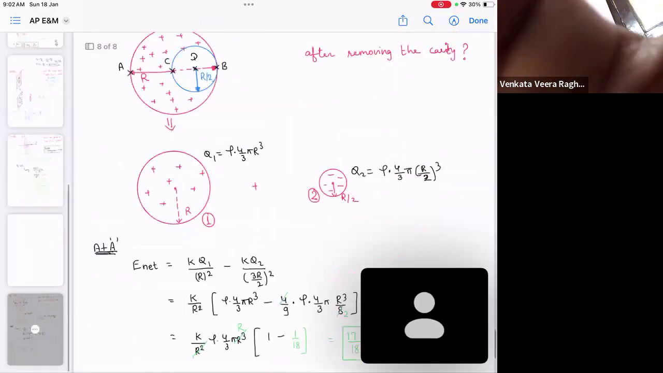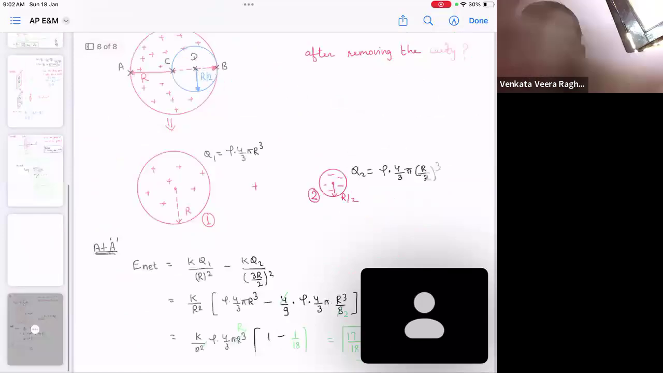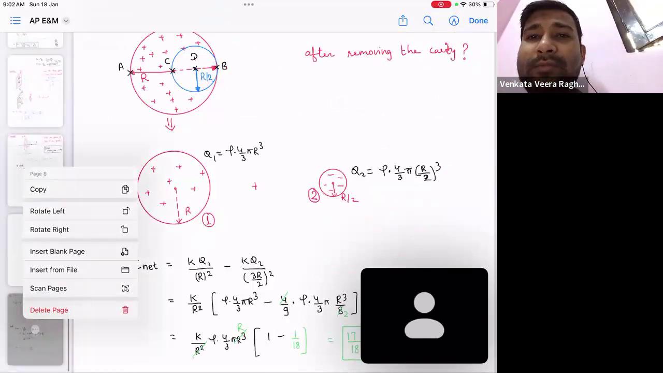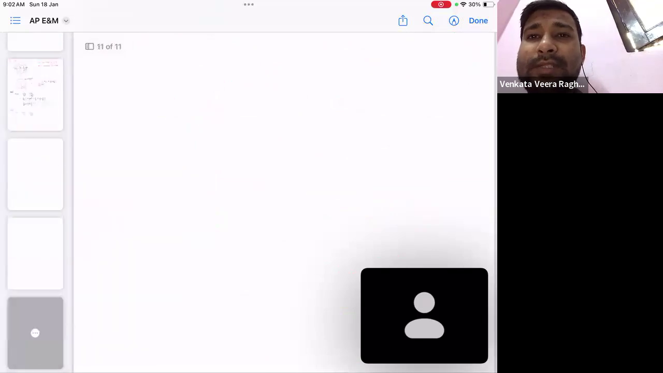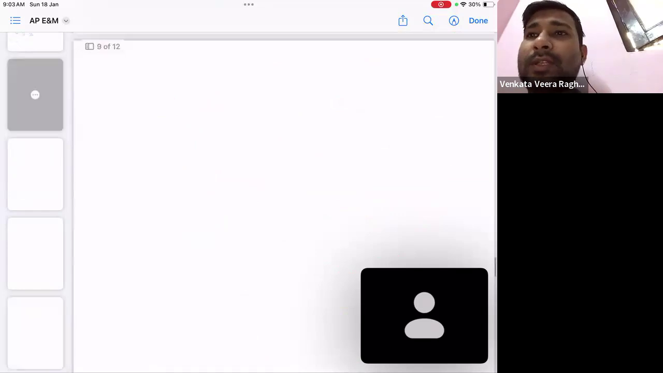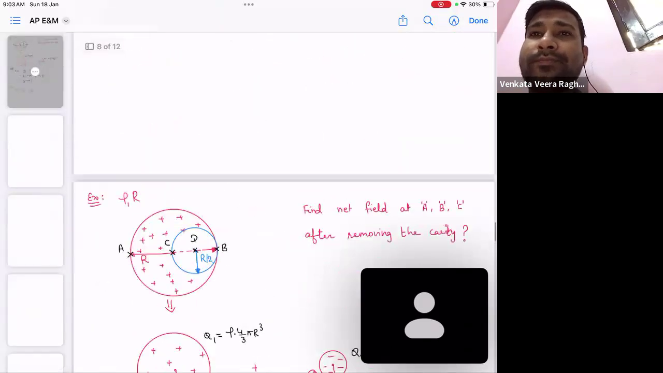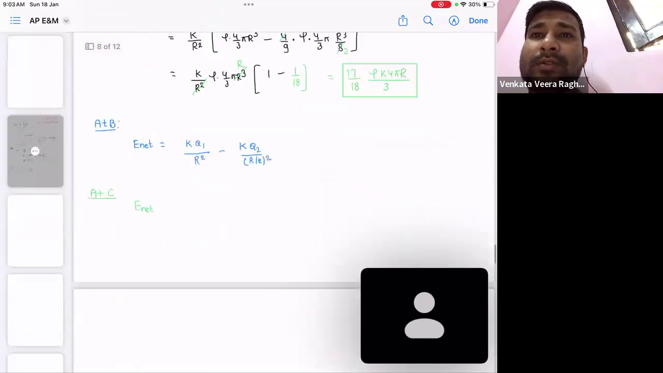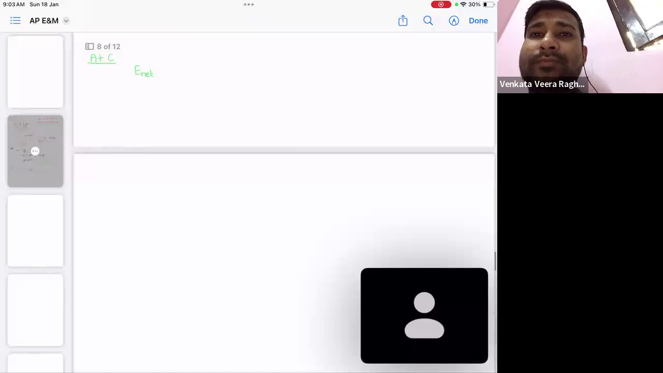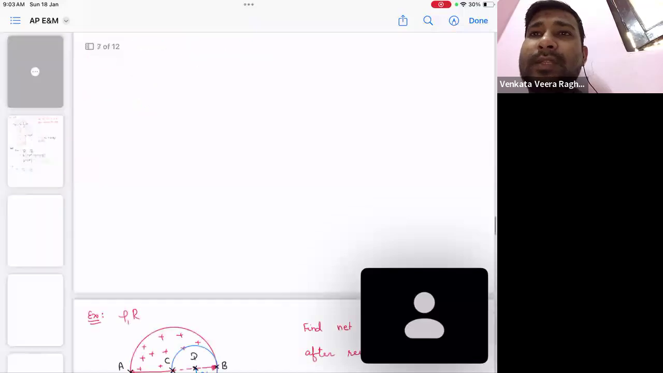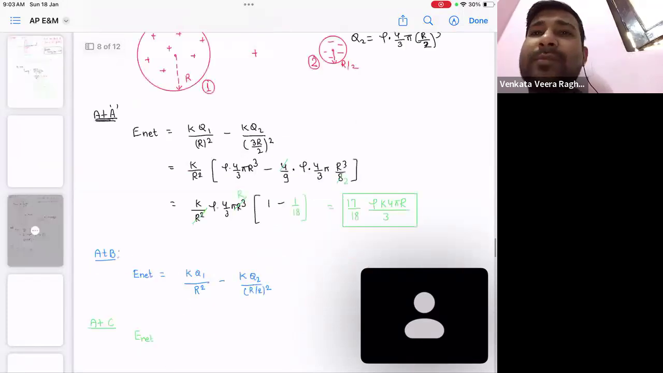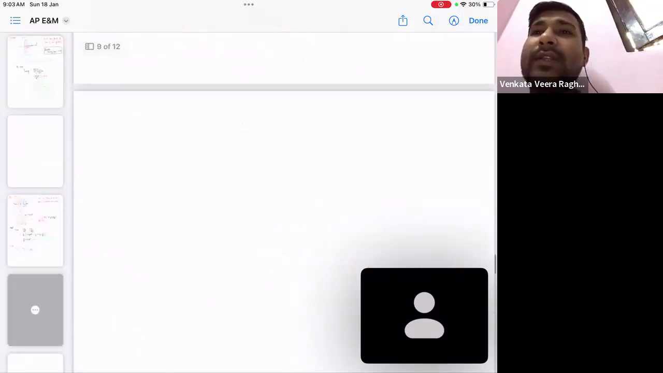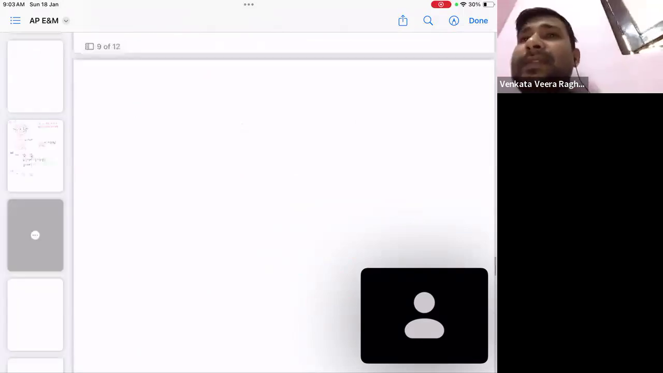Now let's continue with the next part. Up to this we have discussed these things. Yesterday we were just discussing some of the questions. So now after the meter bridge, let's discuss the series and parallel combination of resistors.